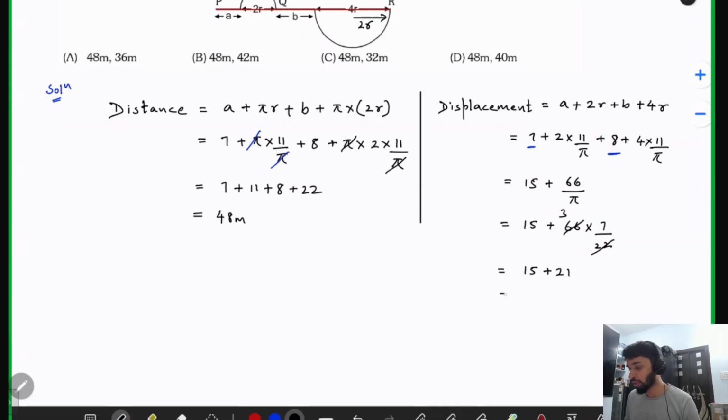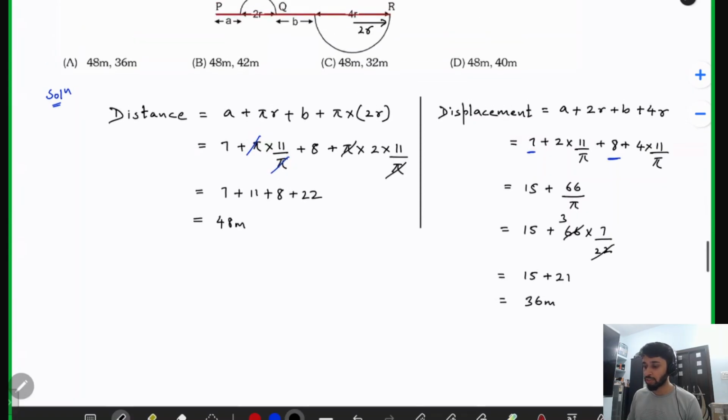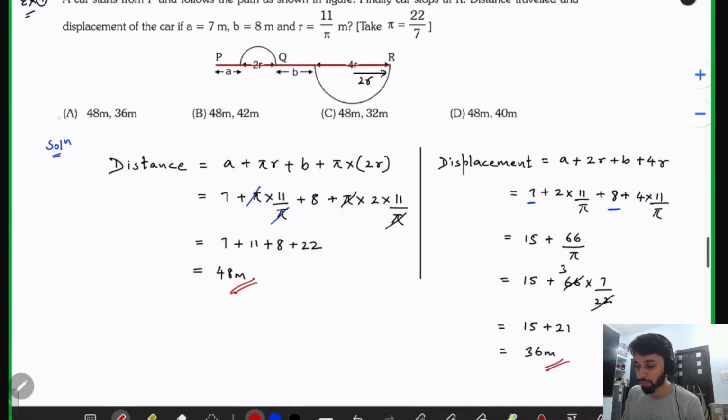Okay. So how much will be 15 plus 21? So 5 plus 1 is 6 and 2 plus 1 is 3. So 36. 36 meter will come out equal to 36 meter. Fine. So here the distance travelled will be 48 meter and displacement will be 36 meter. So the answer will become the first option here, right?